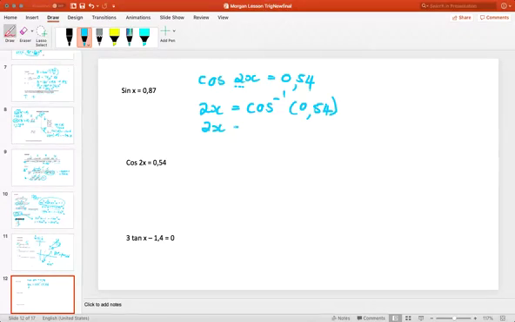So we land up with 2x is equal to. Now on your calculator, you would press shift, then you would press cos and 0.54. Remember to close the bracket, press equals, and we get that 2x is 57,32 degrees. And that is our reference angle.